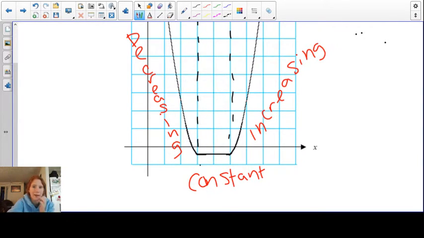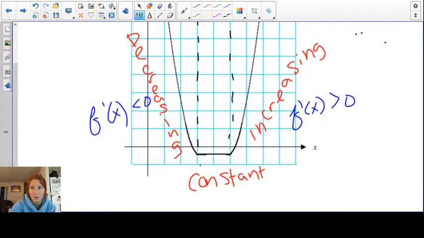Why do we care about this when we're talking about derivatives? What the heck does this mean? Well, when we're looking for the slope of a decreasing function or decreasing part, my f prime, which is my derivative, will be less than 0. When I'm increasing, my derivative is going to be greater than 0. And when nothing's going on, that is where my derivative is equal to 0. So it's going to help us in the upcoming definition.